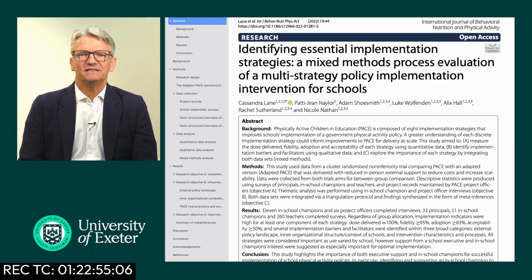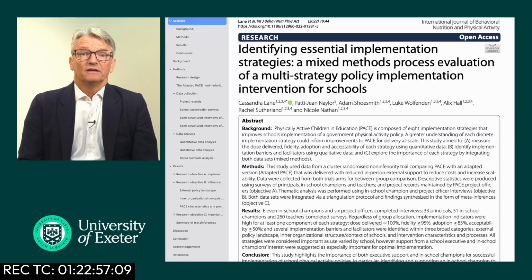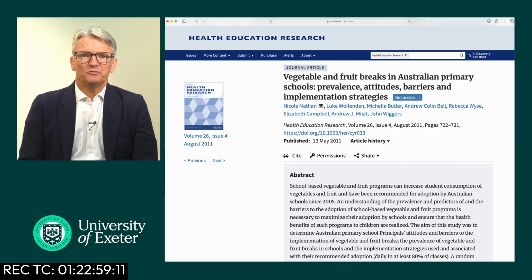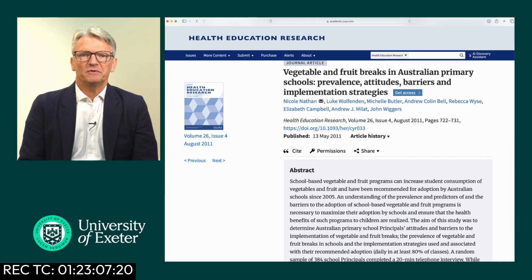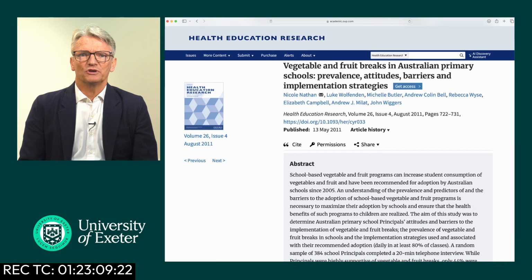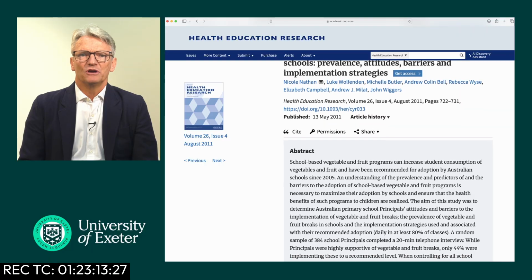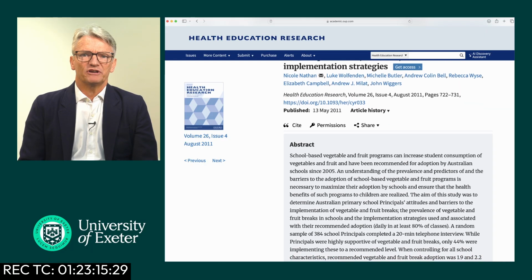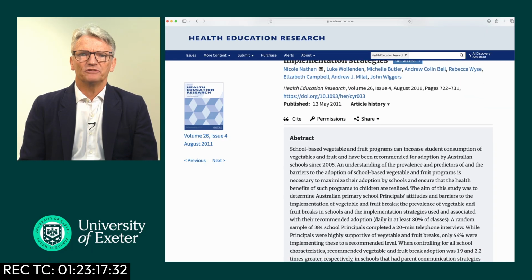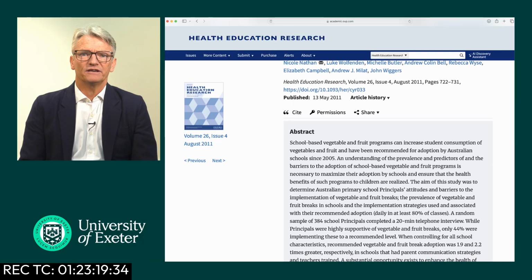2. Mandating the change. In a study about vegetable and fruit breaks in Australian schools and the characteristics and implementation strategies associated with their adoption, involving students, family members and wider members of the school community, and using high-quality professional development strategies, were the only implementation strategies independently associated with the recommended vegetable and fruit break adoption.